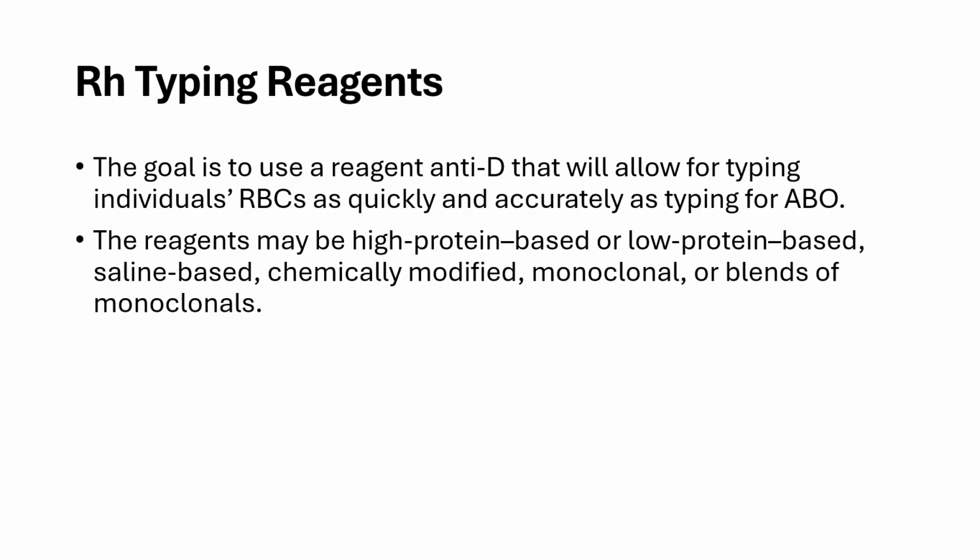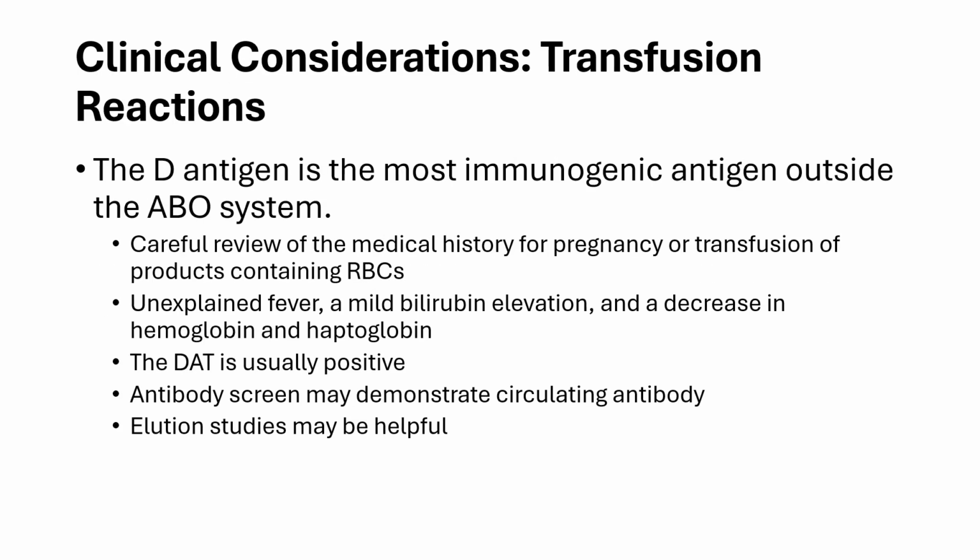And for the last one, we have a blend of monoclonals. This combines multiple monoclonal antibodies to cover various epitopes on the D antigen, improving detection of the variant D phenotypes. So the D antigen is the most immunogenic antigen outside of the ABO blood group system, meaning it is highly likely to stimulate an immune response when exposed to foreign red blood cells.